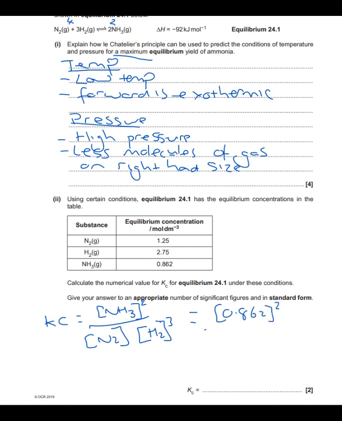0.862 for nitrogen. We're just taking these values from the table, and then for hydrogen we have got 2.75. So using our calculator, it just says appropriate number of significant figures, and it's got to be in standard form as well. I'm just going to go to 3 significant figures, and there we've got our answer for part 2.